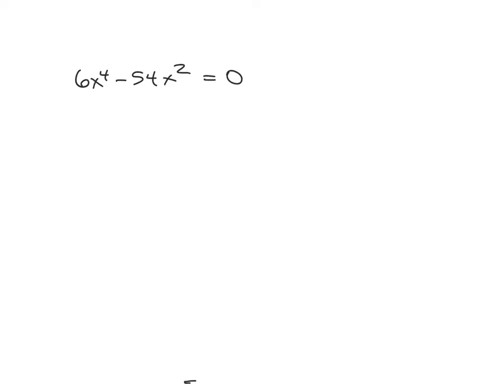All right, this video is going to show how to solve some polynomial equations by factoring. So we're going to start off with the first problem. The first problem is 6x to the fourth minus 54x squared equals 0. And step one is always to set the equation equal to 0. So this equation is already set equal to 0, so we don't have to worry about that.